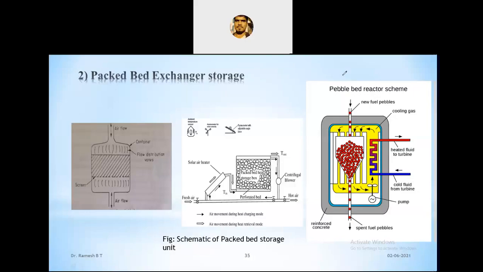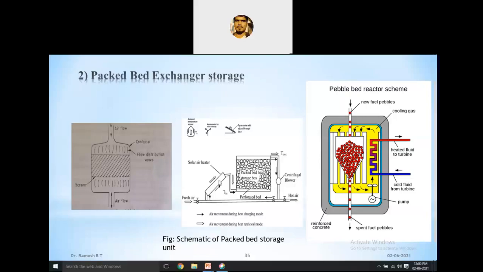So this is the typical packed bed exchanger. Here is the collector, which collects the heat and transfers it to the air, and that heated air passes through the packed bed heat exchanger. There are two outlets, one air flow and the other air flow. Here air is connected with the collectors, and here it is connected with the other systems, and in between is an intermediate layer called the packed bed heat exchanger.